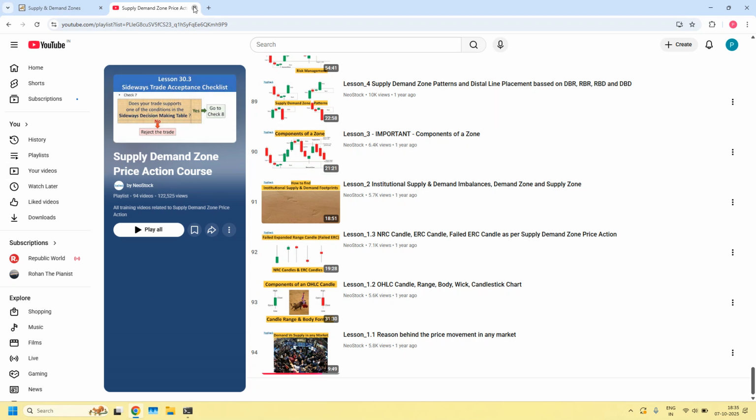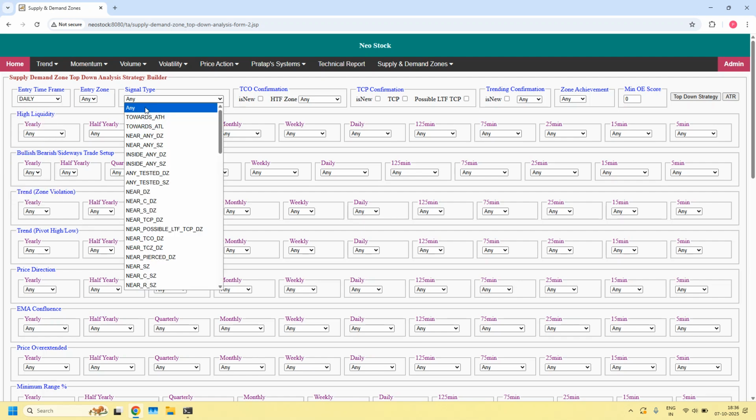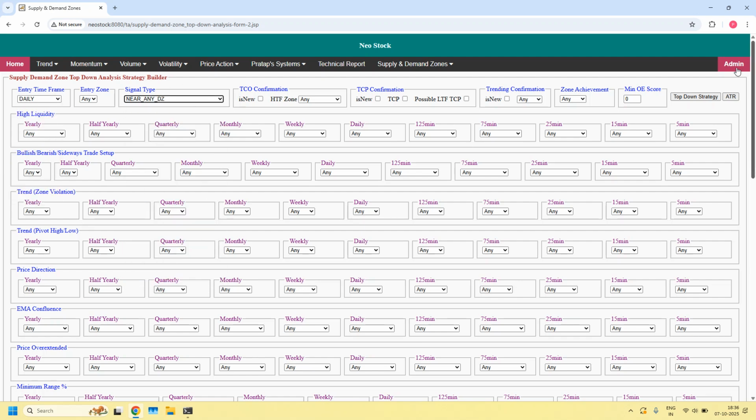Okay, now I am generating different supply demand zone reports with the help of NeoStock Software's Supply Demand Zone Top-Down Analysis Strategy Builder. First I am generating stocks near daily and 75 minutes demand and supply zones, so that we can identify high liquidity zones from those reports, and they can be used for the high liquidity zone strategy that you learned in lesson 21.3 video. Okay, starting with the daily time frame, stocks near to the daily demand zone.